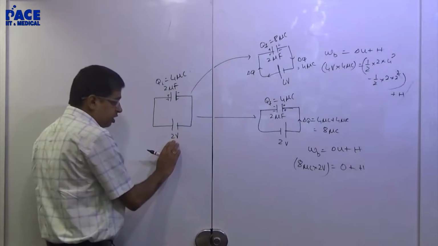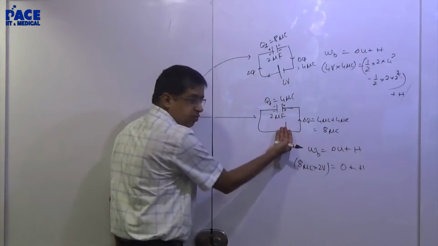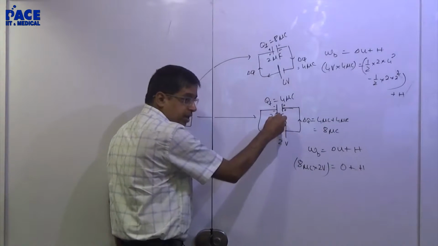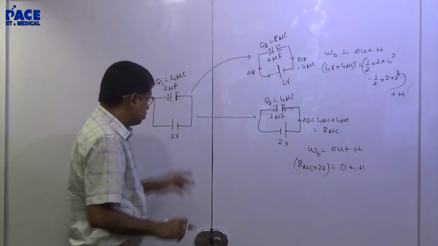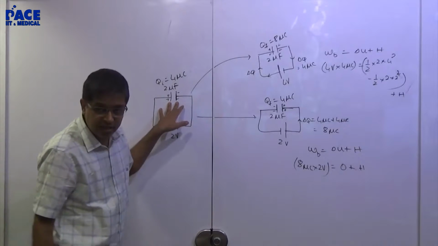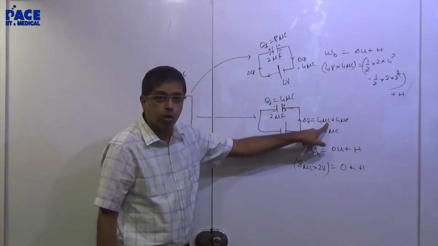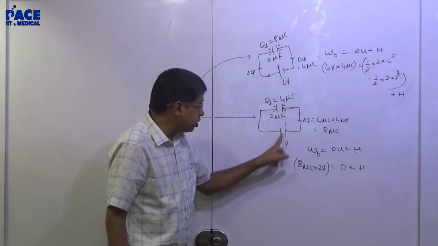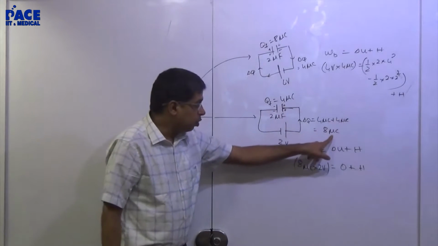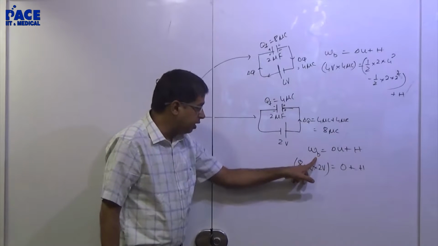I replaced this 2 volt battery with the polarities reversed. Now this side should be positive, this side should be negative with the same charge. So first of all the 2 volt battery will have to push in charge to nullify the existing charge, that is 4 microcoulombs. Then it pushes another 4 microcoulombs to recharge this completely. Total of 8 microcoulombs. Right?